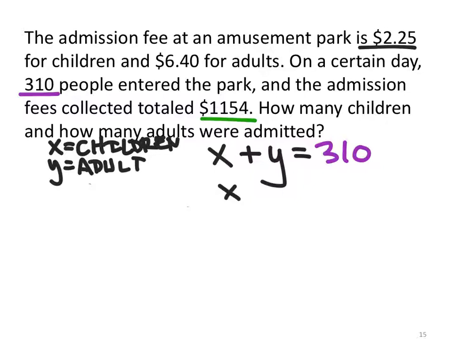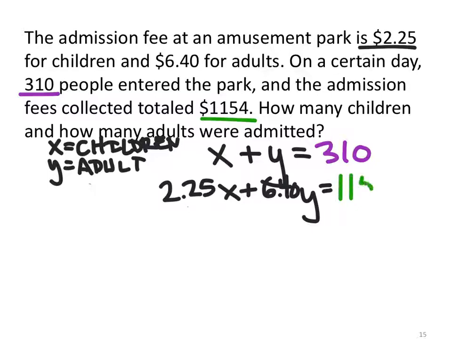Well, it says up here at the top that it was $2.25 for the children, right? So I would take $2.25, multiply it by the number of children that came in the park, and that would tell me how much money they brought in from the children's tickets. Now the adults' tickets, though, those are $6.40, so I would take the number of adults that came in, multiply it by $6.40 and add those two together, which is going to equal the total amount of money they brought in, $1,154. All right, so this is our system of equations.